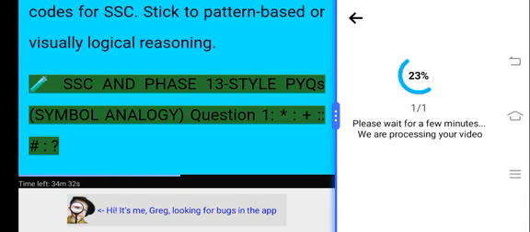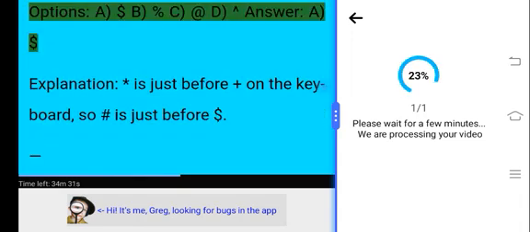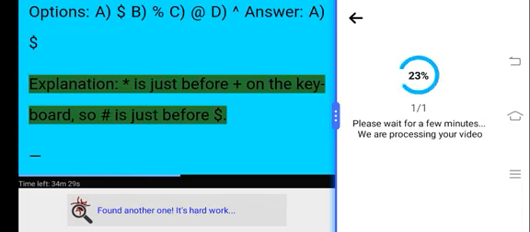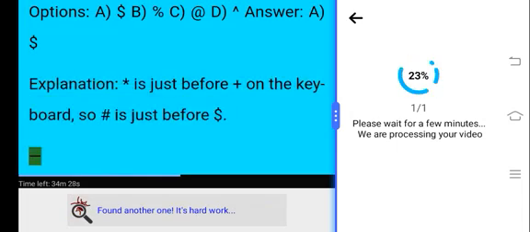Symbol analogy question 1. Asterisk, plus, hash. Options: A. $, B. %, C. @, D. caret. Answer: $. Explanation: Asterisk is just before plus on the keyboard, so hash is just before $.